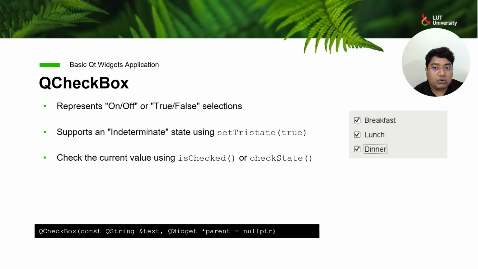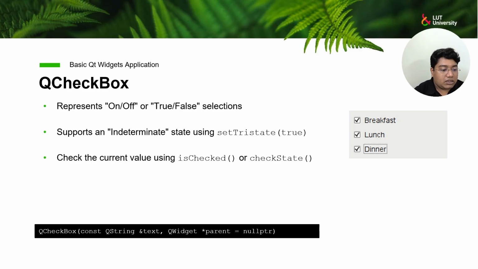Now we have QCheckBox. A checkbox is used whenever the answer to a question is simply yes or no. For example, remember my password, or let me receive email notifications, or enable dark mode, stuff like that. Unlike a push button, a checkbox has states. It stays checked until the user changes it again.